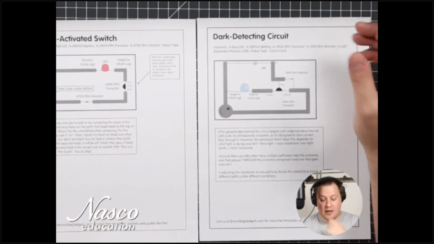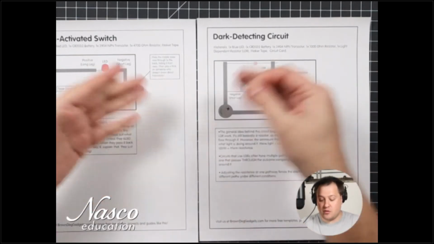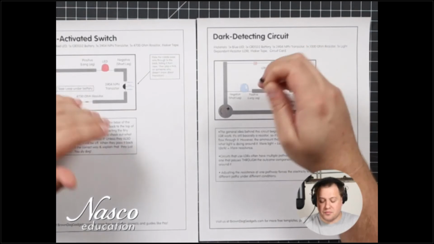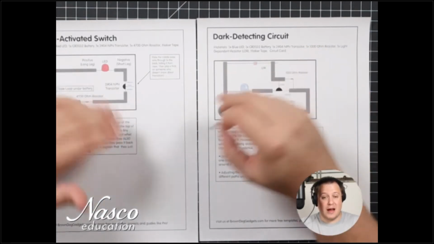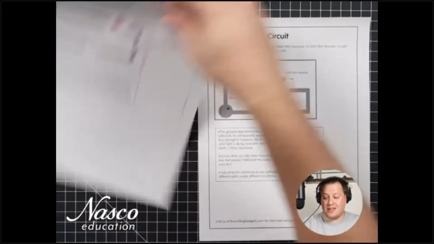But they're great, and they're actually very easy to make into projects, because transistors and resistors are very inexpensive to give to students. And these are both very interactive circuits as well. So we're going to first start with the dark detecting circuit, because that's the more interesting one.